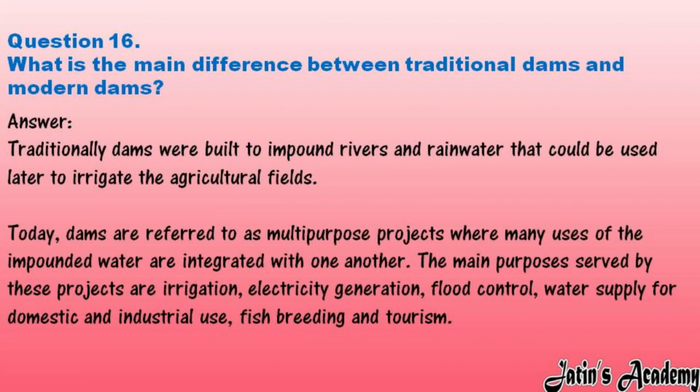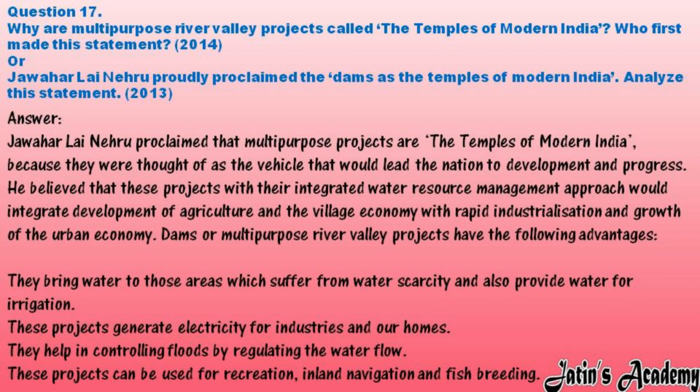Question 16. What is the main difference between traditional dams and modern dams? Answer. Traditionally, dams were built to impound rivers and rainwater that could be used later to irrigate the agricultural fields. Today, dams are referred to as multipurpose projects, where many uses of the impounded water are integrated with one another. The main purposes served by these projects are irrigation, electricity generation, flood control, water supply for domestic and industrial use, fish breeding and tourism.